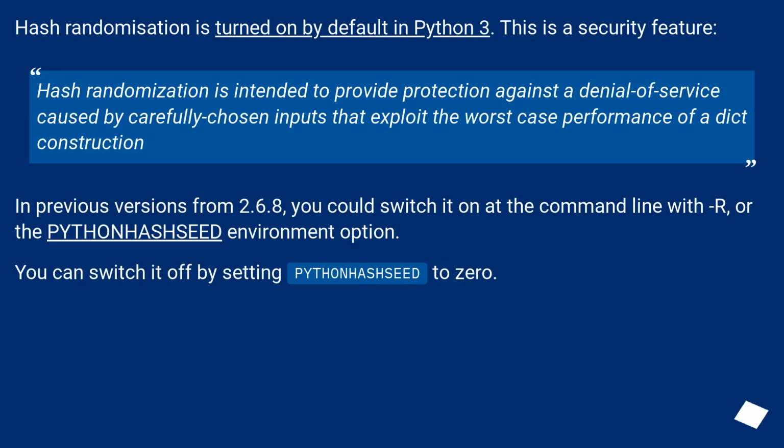Hash randomization is turned on by default in Python 3. This is a security feature. Hash randomization is intended to provide protection against a denial of service caused by carefully chosen inputs that exploit the worst-case performance of a dict insertion. In previous versions from 2.6.8, you could switch it on at the command line with -R, or the PYTHONHASHSEED environment option. You can switch it off by setting PYTHONHASHSEED to 0.